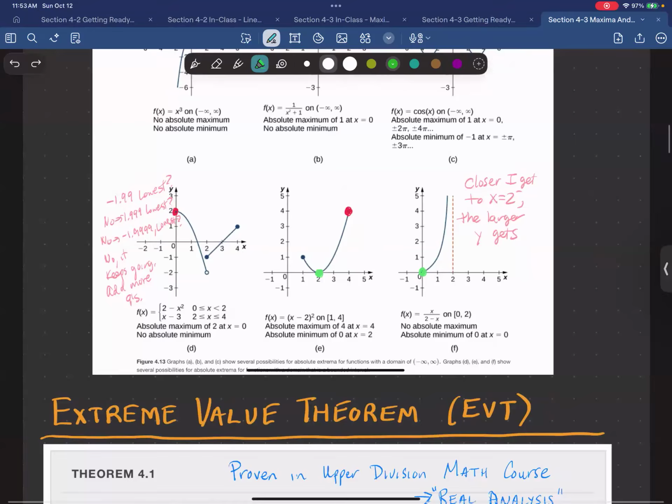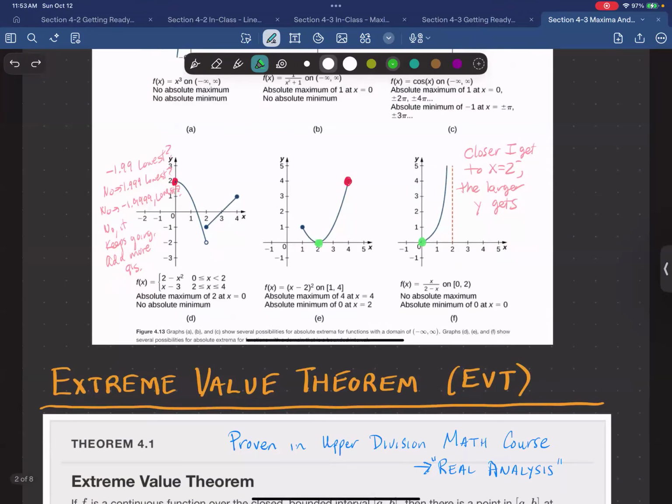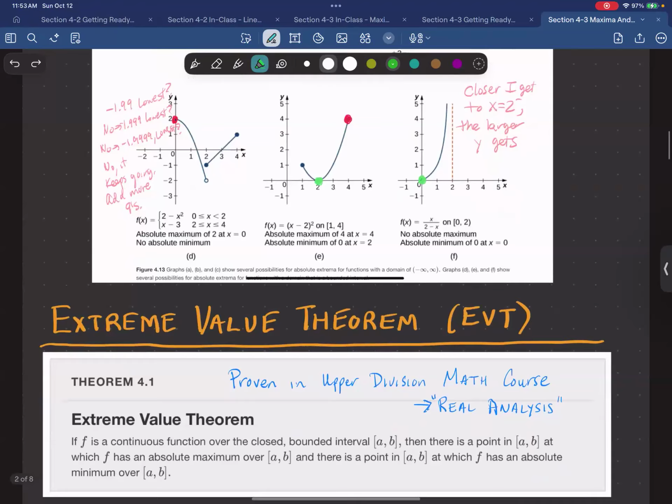We have something called the extreme value theorem. It is proven in upper division math courses. There's a course called Real Analysis. As an applied math major, it was optional for me. I did take it. I didn't have to. If you're going to be a pure math major, you'll have to take it.